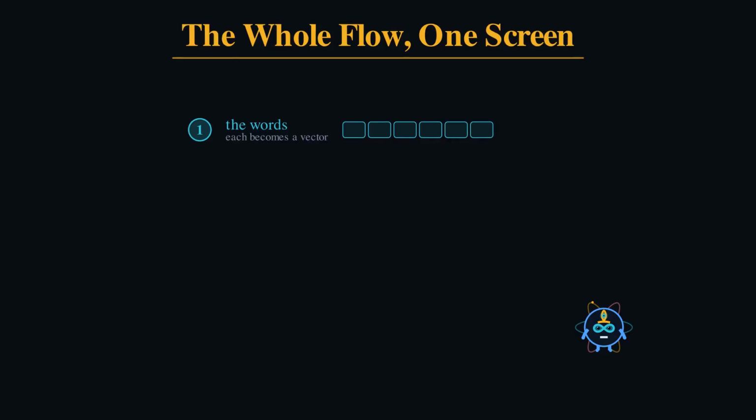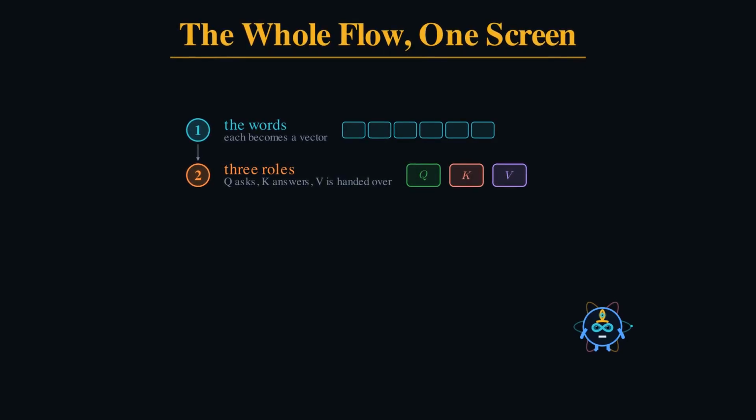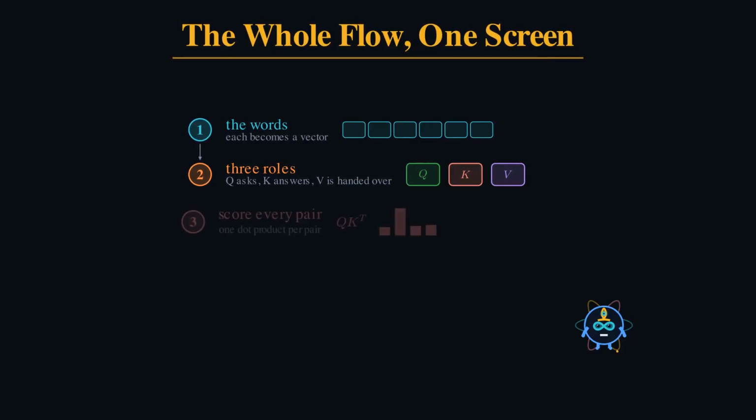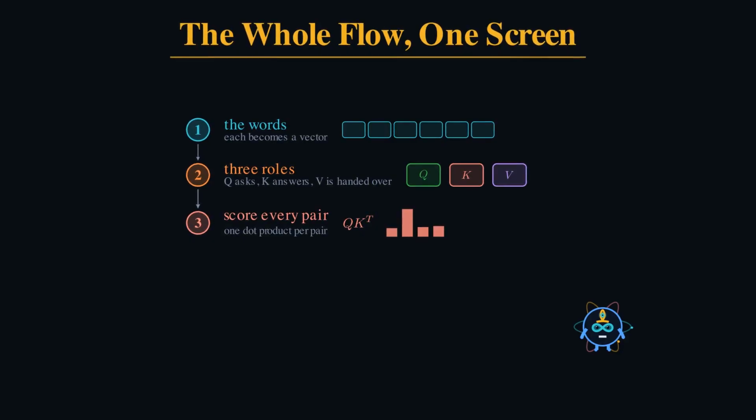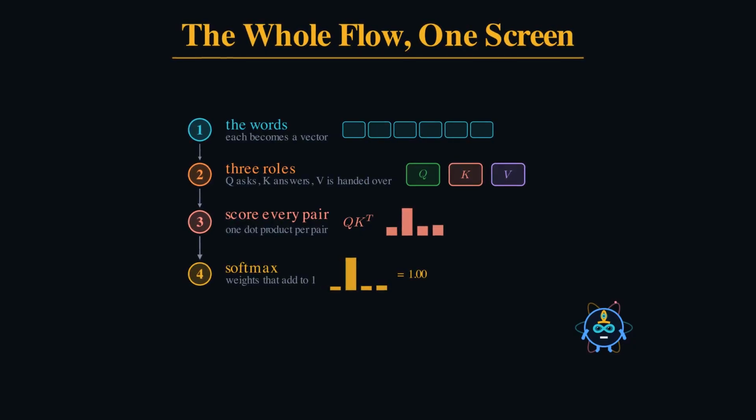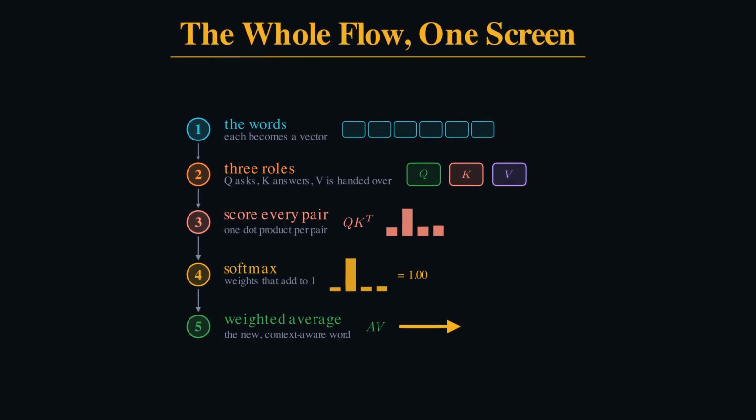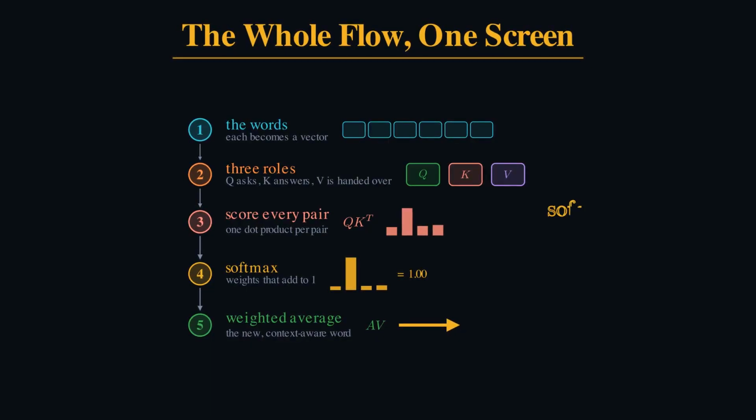One screen, the whole thing. 1. The words come in and each one is a vector. 2. Every word is multiplied by 3 learned matrices, giving it 3 rows, a query, a key and a value. 3. Every query is dotted with every key. One number for every pair of words. 4. Softmax turns those numbers into weights that add up to 1. 5. Multiply the values by those weights and add. Out comes a new vector for each word, the same word now carrying its context. And that entire picture is the one line we started with.